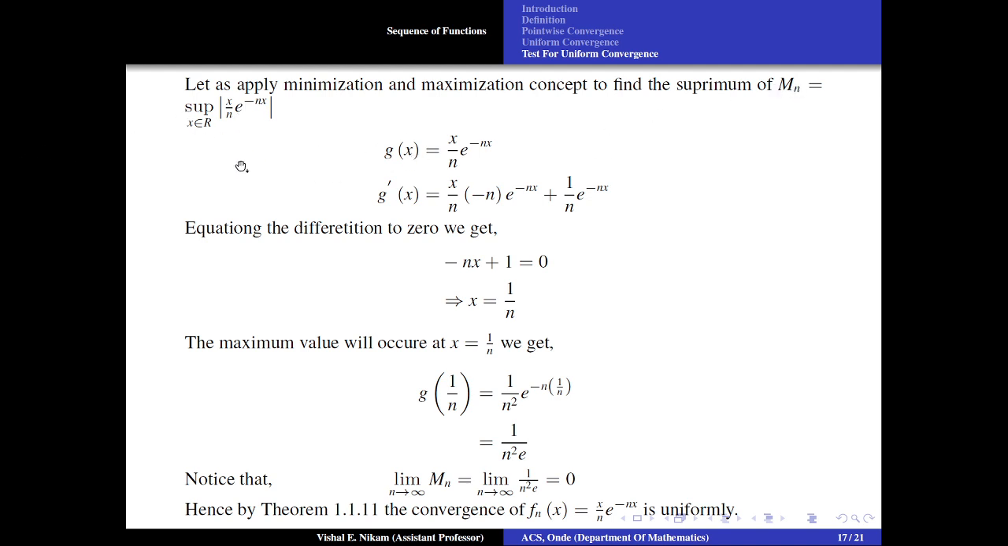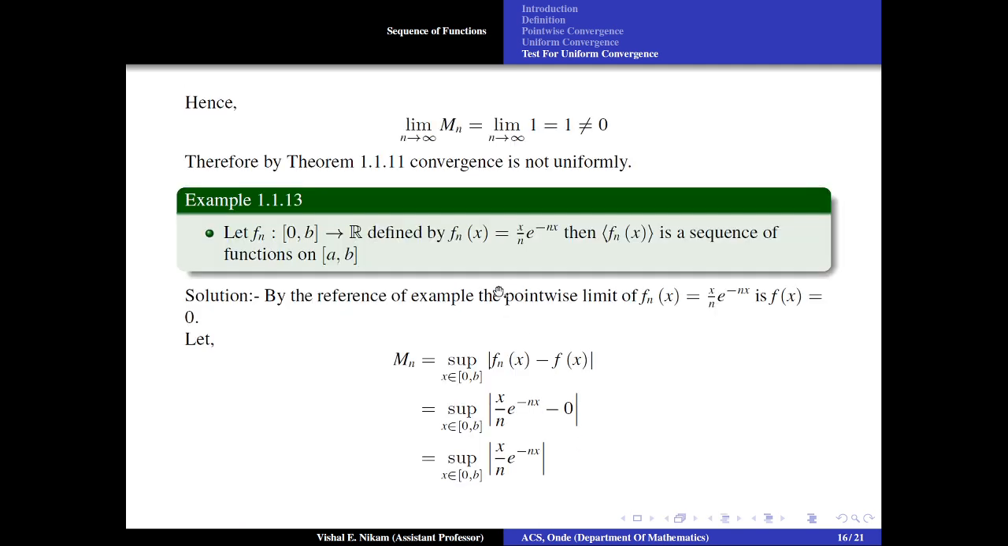Let g of x be equal to x upon n into e to the power minus nx. Let us differentiate this function with respect to x and equate to 0. We get x is equal to 1 by n; that is the extremum value of this function. Now substitute x is equal to 1 by n here: we get g of 1 by n is equal to 1 upon n square into e to the power minus n into 1 by n, that is, 1 upon n square into e. Now as n tends to infinity, Mn tends to 0, hence the sequence Mn converges to 0. Therefore this sequence converges to 0 uniformly.